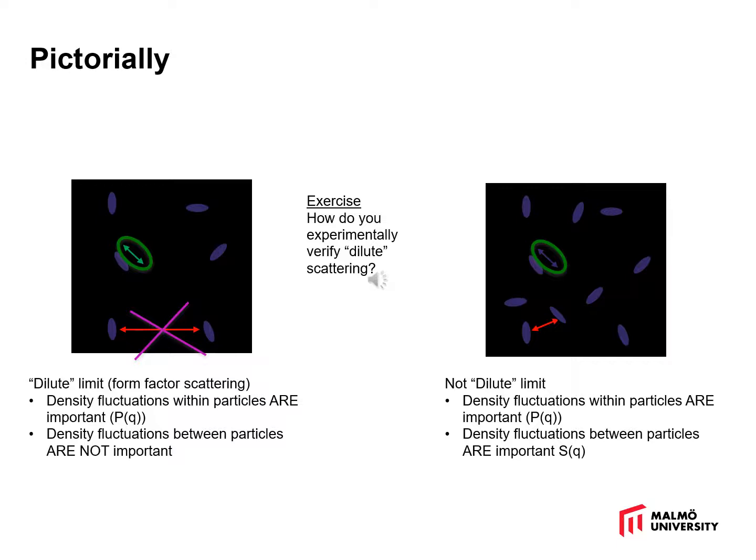In the other case, where one simply adds more particles per unit volume, then the scattering becomes a product of the density fluctuations of the single particles themselves, and indeed the fluctuations within the particle, although that's not drawn here, and the density fluctuations between the particles. So formally, the density fluctuations within the particle are called the form factor, or P of Q, and the density fluctuations between the particles are called the structure factor.